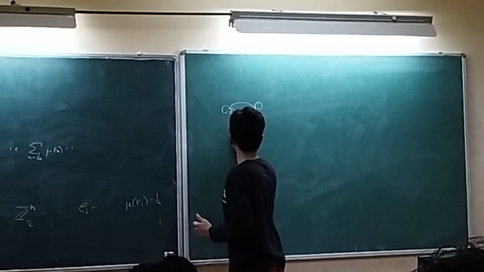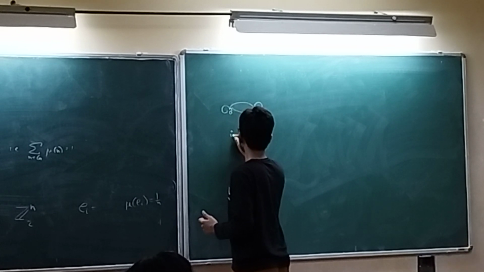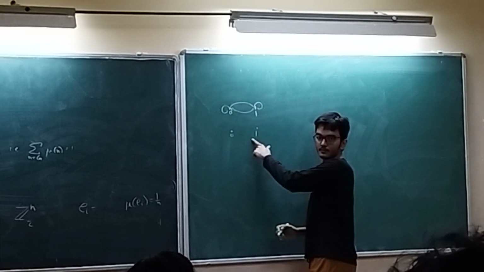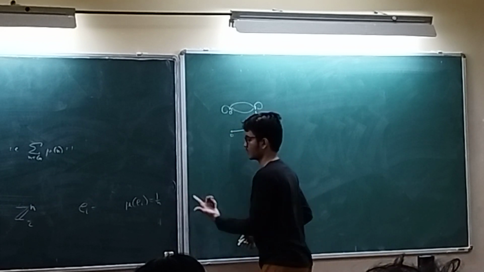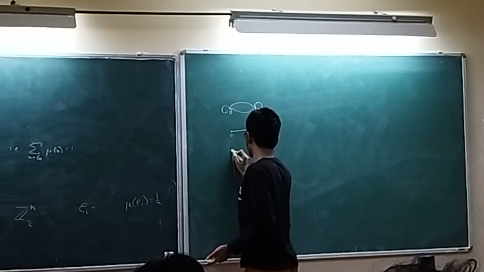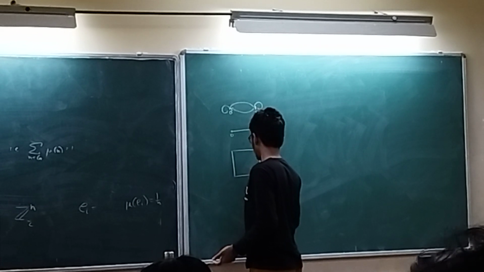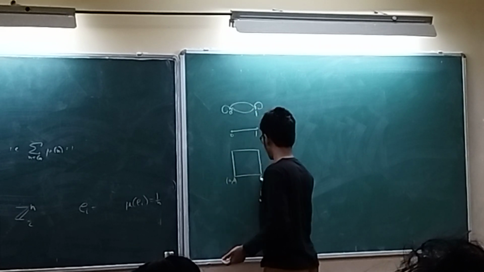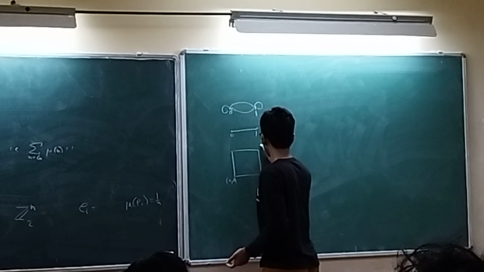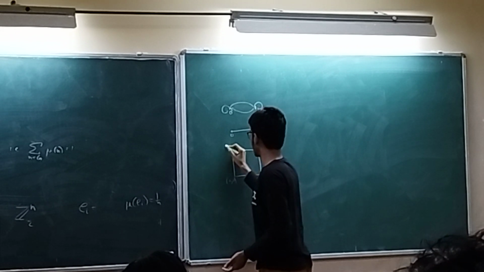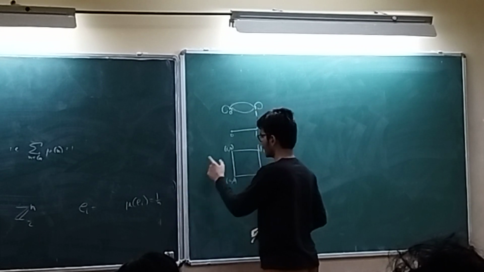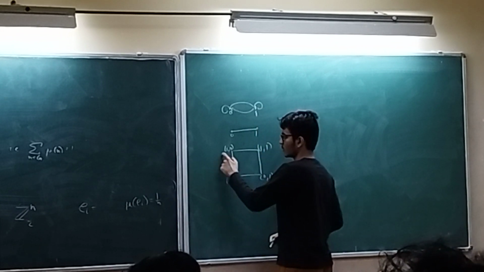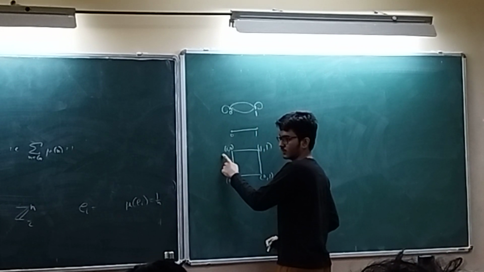Now for n equals 1, what is the probability that I will move from 0 to 1? 1. If n equals 2, then what are the elements? 0,0; 0,1; 1,0; 1,1. And what are the basis vectors here? 1,0 and 0,1. So what is the probability I will move from 0,0 to 1,0? Half.